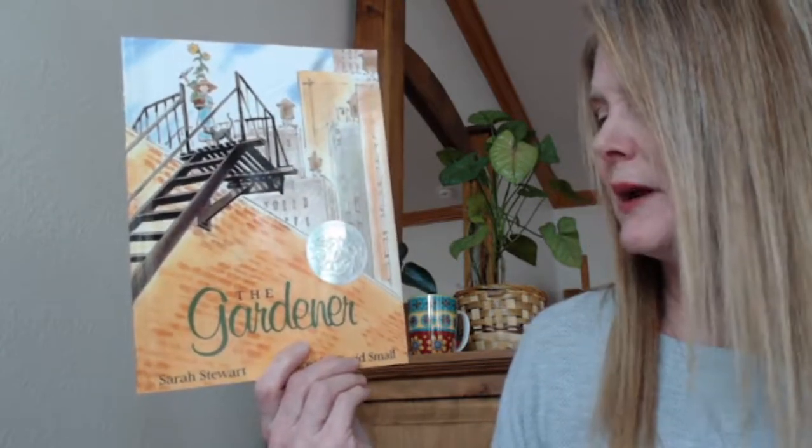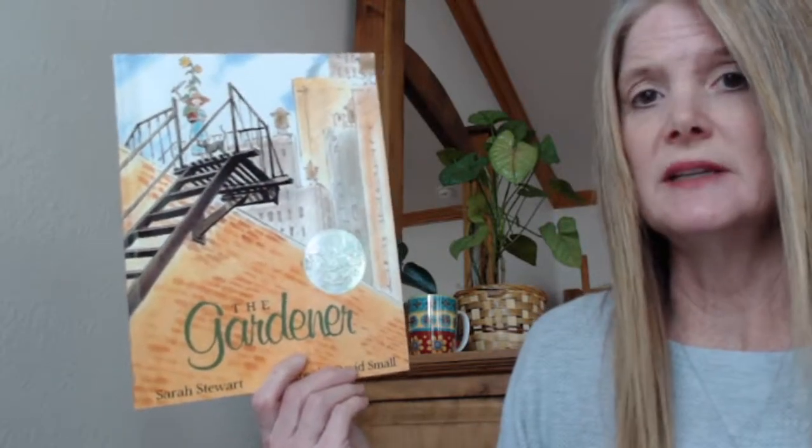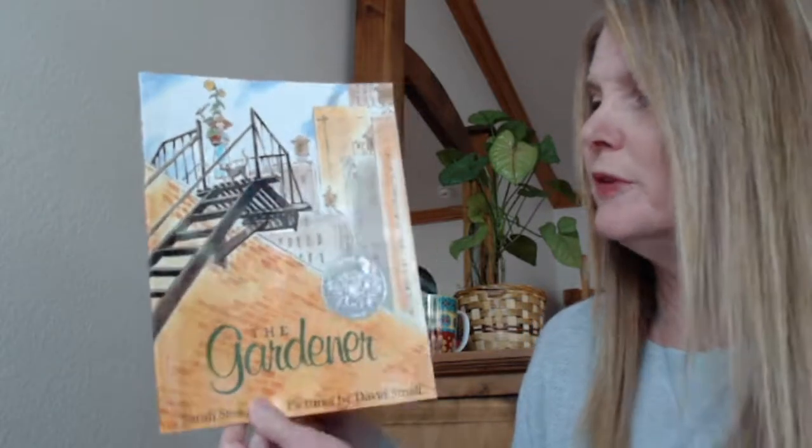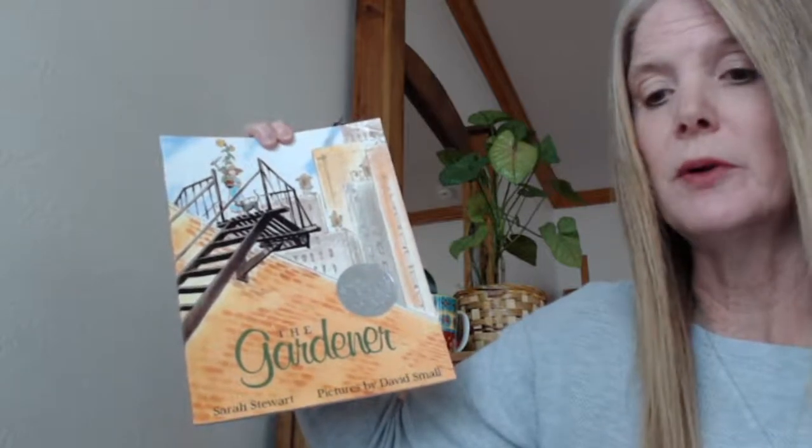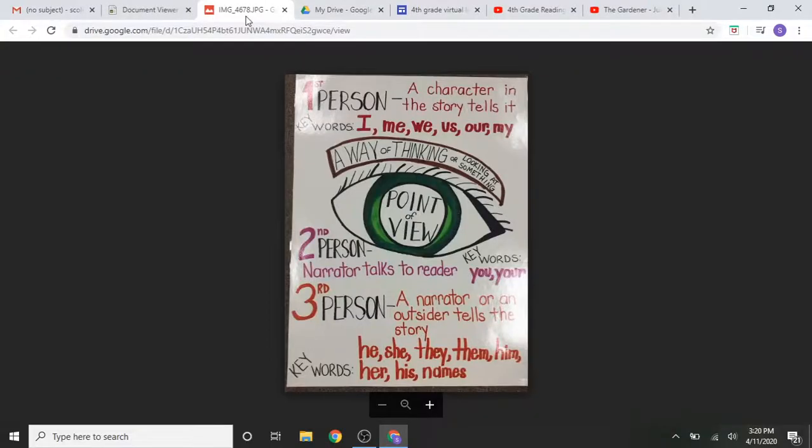We are going to talk about how we can identify that this story is told from first person point of view, and how we would be able to tell in other stories what point of view they are told from. We know that The Gardener is first person point of view because Lydia Grace uses I, me, we, and us as she tells the story. And she is a character in the story, telling the story as it happens to her.